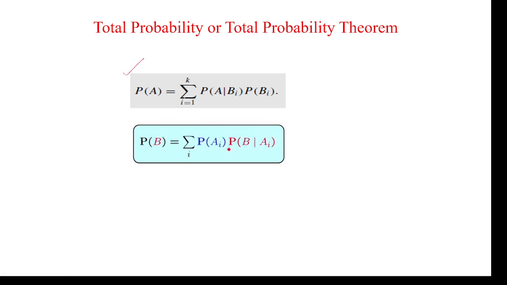I will explain. P of A, if A is an event and B1, B2, B3 up to Bn are the events, then the total probability of A is defined as the conditional probability, probability of A given B into probability of B.